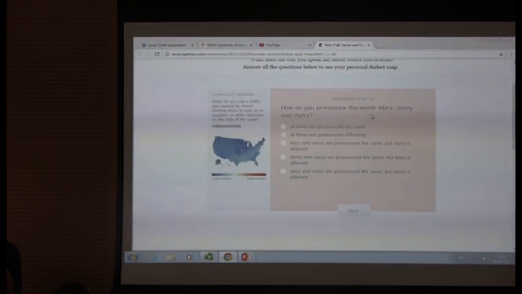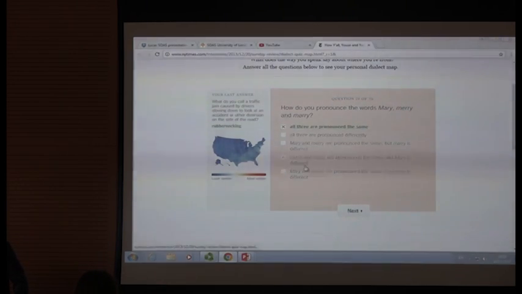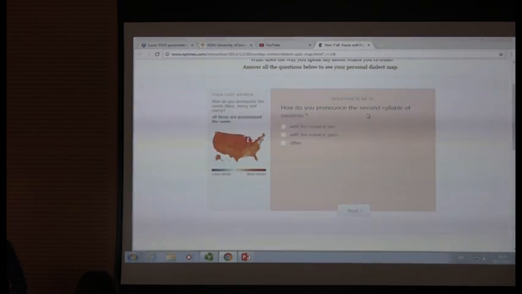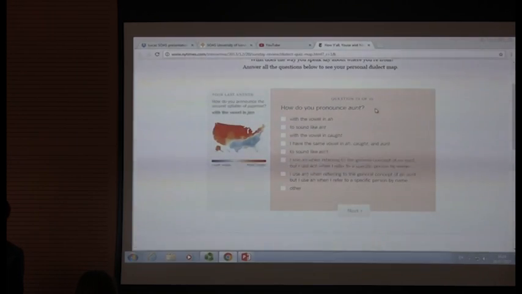Rubbernecking. Yeah. Mary, merry, and marry. I only recently started pronouncing it differently. But Mary, merry, and marry. That time it sounded all three the same to me. Like it's jam and not part. Ant.